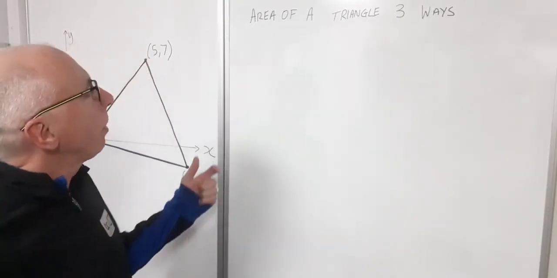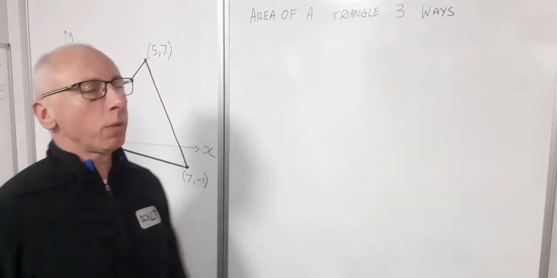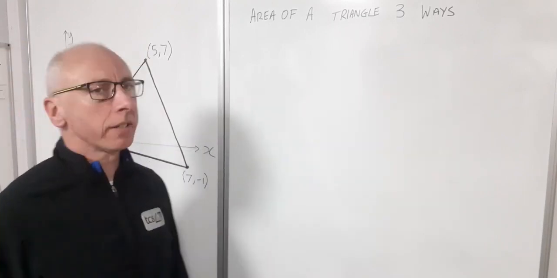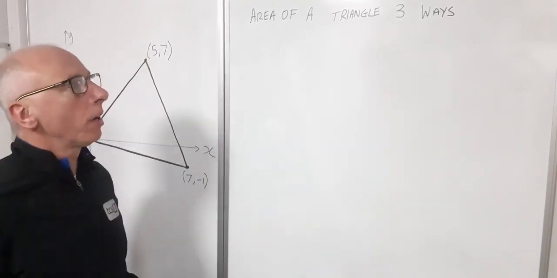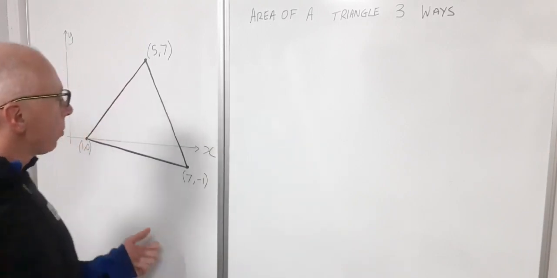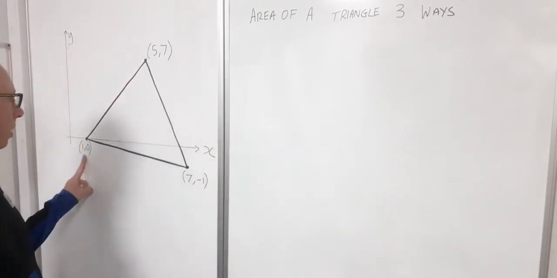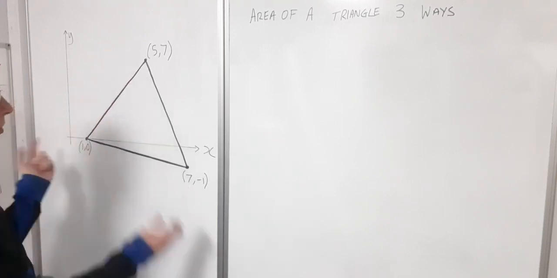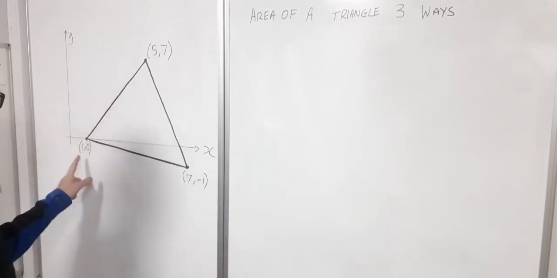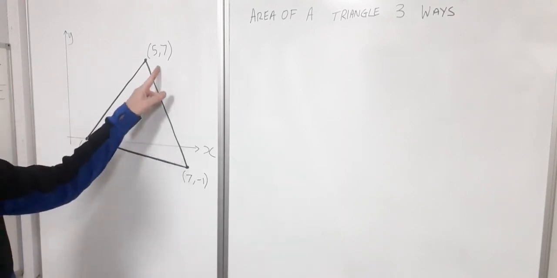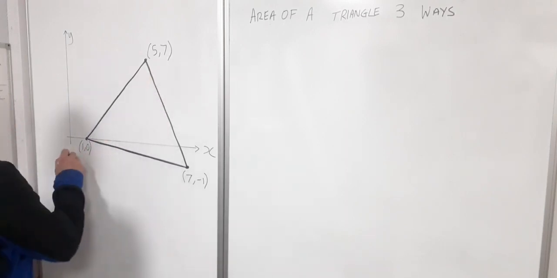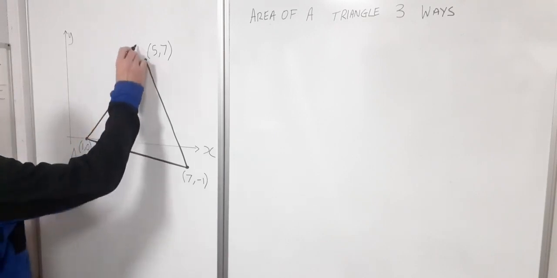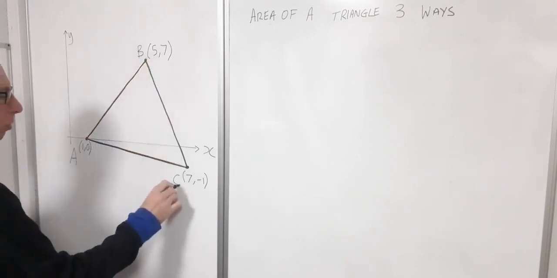So in this video we're going to try and find the area of a triangle with 3 different techniques. Now the technique we're going to use today involves coordinate geometry. So I've got a triangle here. Now it's a scalene triangle, all the sides are different, but I've got the coordinates written out for each point. So I'm going to call this point here A, this one B, and this one C.